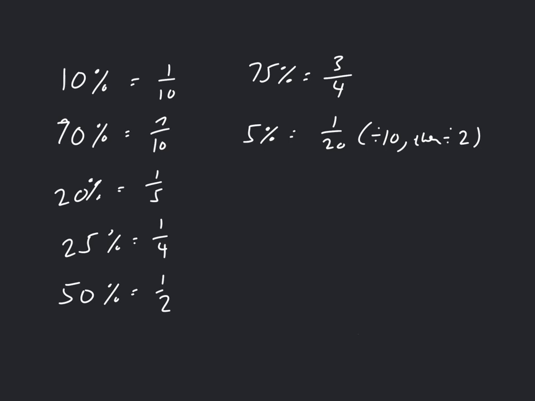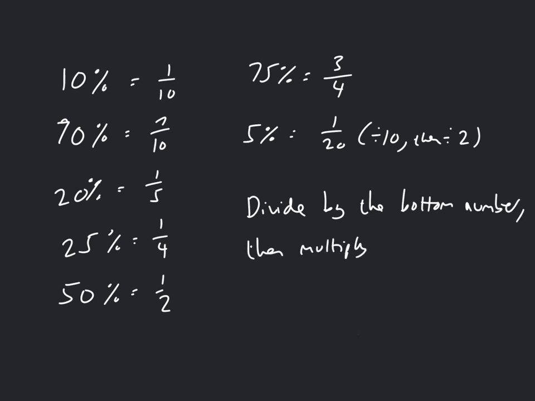And whenever you're finding a fraction of a whole amount, remember the rule. Okay, we divide by the bottom number and multiply by the top number. So divide by the bottom, multiply by the top. Change your percentage to a fraction and then work out that fraction of the whole amount.